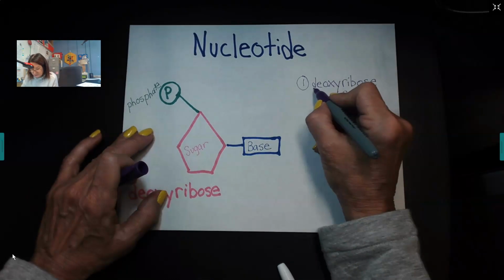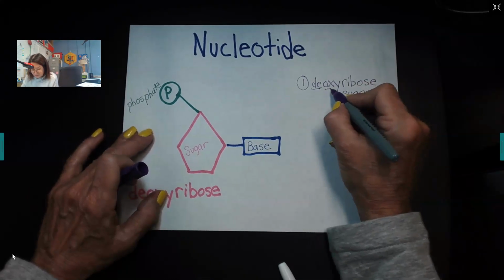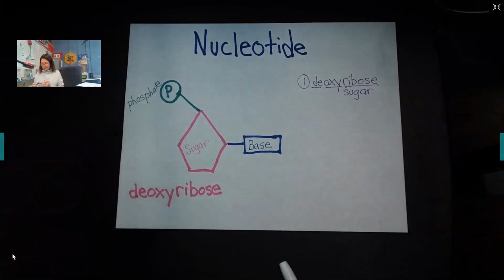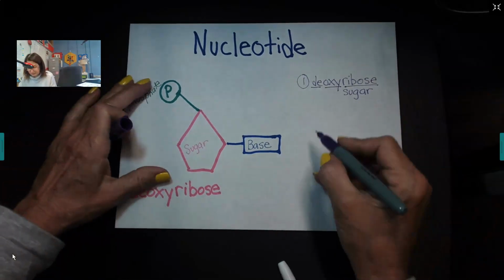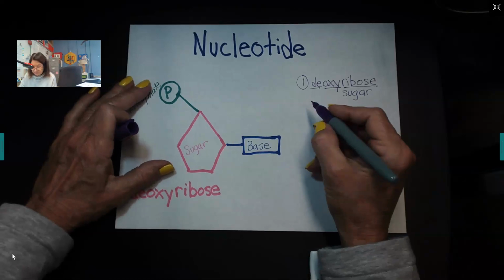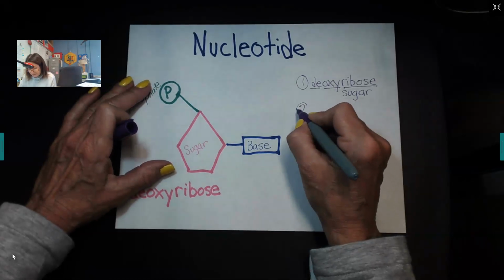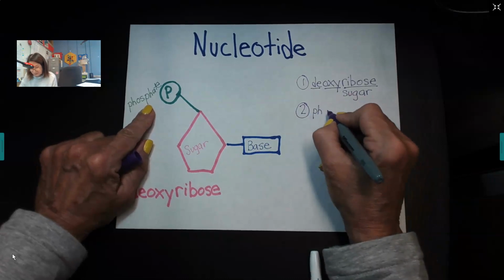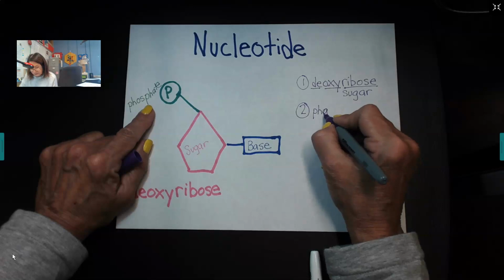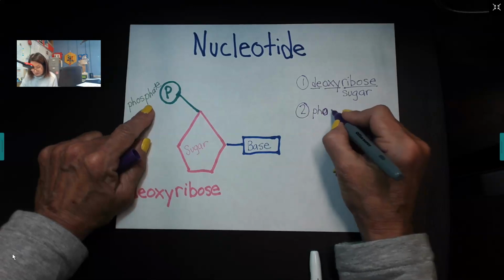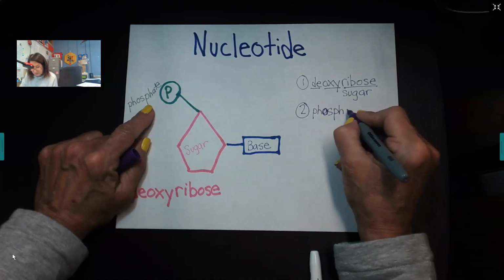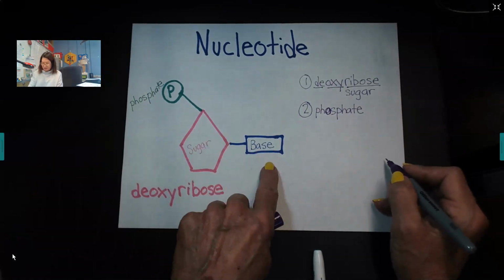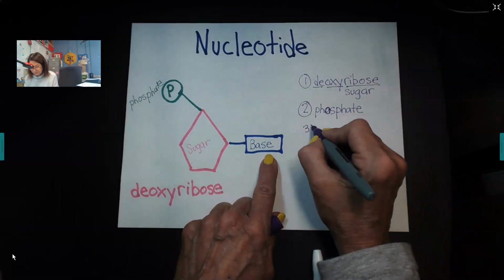And you pronounce this deoxyribose. If you kind of break it up, it might help you with the spelling and the pronunciation. Next, we have our phosphate. So I'm going to write phosphate. Oh, this is an O. Sorry. Phosphate. And then the third thing we have is our bases.